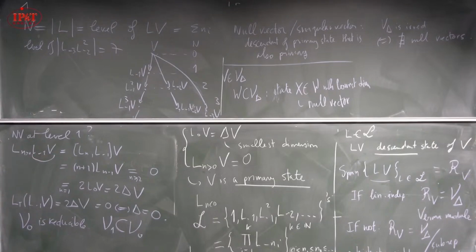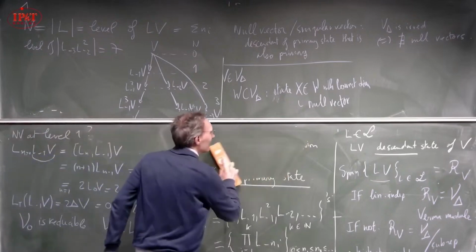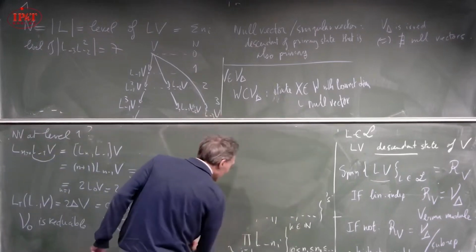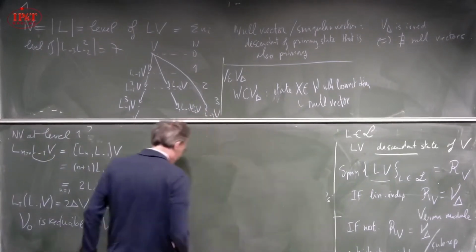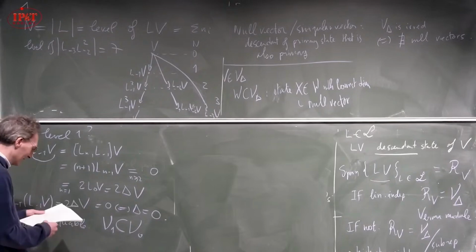Okay? So next, let's do level 2. So you may be frightened. I mean, at which level will I stop? 5, 6, maybe. Well, I promise level 2 is the last one, and I won't even do all the calculations by hand. But in principle, if we want to know if our module is reducible, we have to do all levels. But fortunately, we don't have to do that by hand.